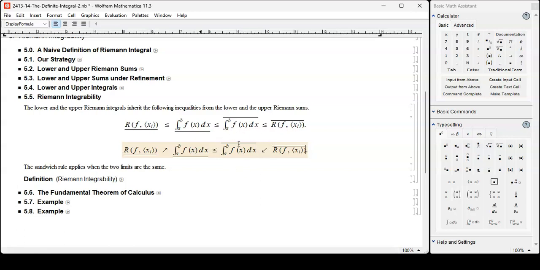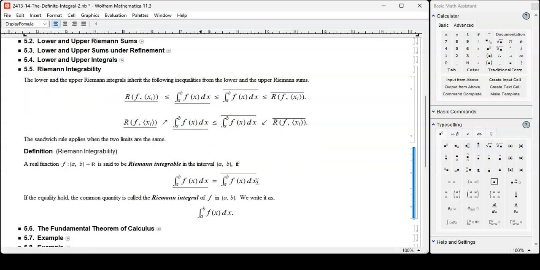And these are bigger, so the limit rule stays, the bigger quantity stays bigger, so limit of bigger quantity stays bigger, and limit of smaller quantity stays smaller. So lower integral is less than or equal to the upper integral. Now, when do they become equal is the question, and when they become equal, then the common quantity is called the Riemann integral, and we say the function is Riemann integrable.